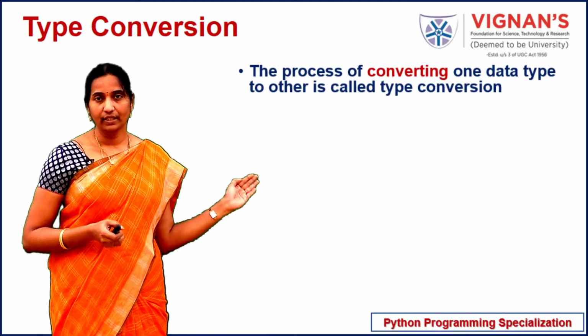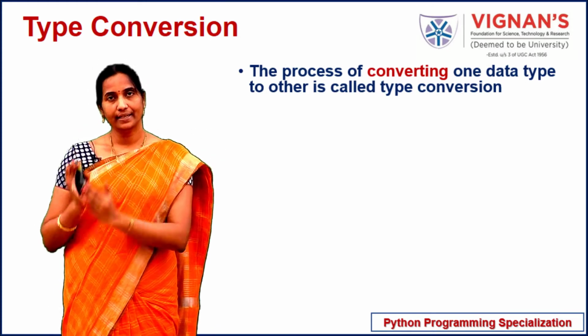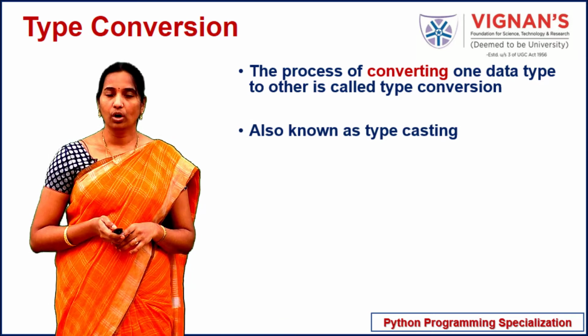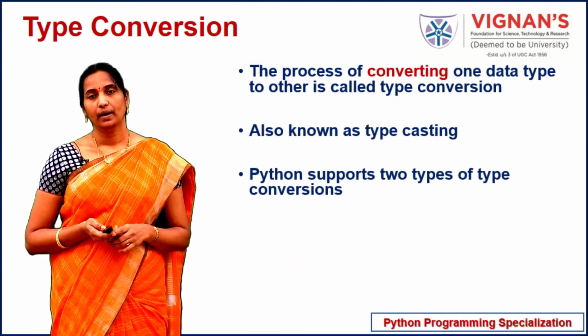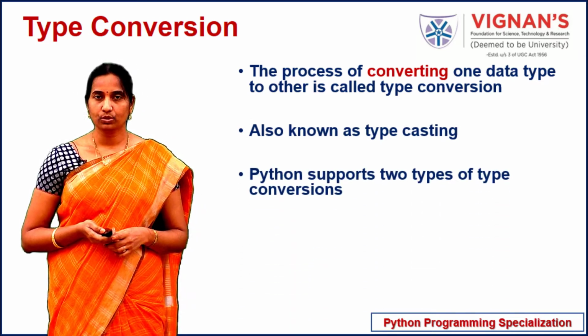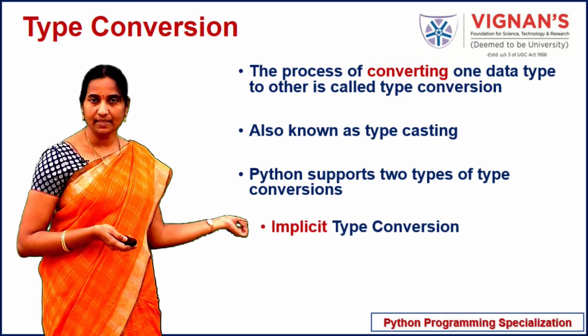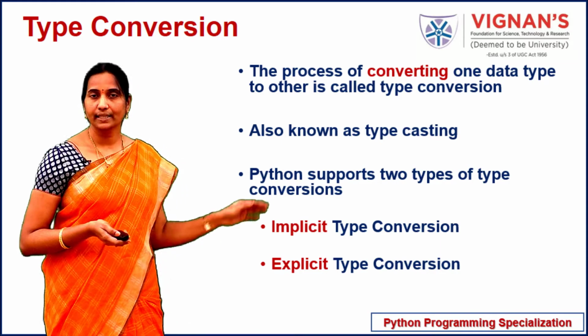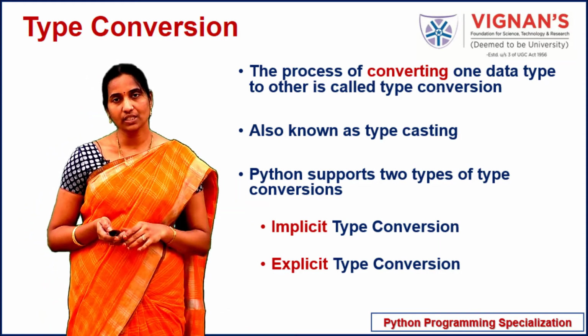The process of converting variables from one data type to another data type is known as type conversion, and this is also known as typecasting. Python supports two different types of type conversions, that is the implicit type conversion and the explicit type conversion. So let us see the details of implicit and explicit type conversions in detail.